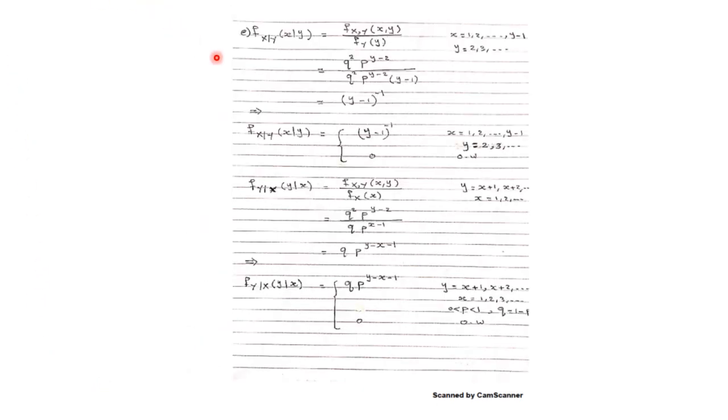So now if we divide this by this, you will get q p raised to y minus x minus 1, which is this. Again, you attach the domain here. The main domain here is the domain for y, right? So y goes from what? x plus 1, x plus 2, and so on, and x from 1, 2, 3, and so on. And also we put the values for p and q. What's p? As it is given in the problem, a number between 0 and 1. And what's q? 1 minus p.